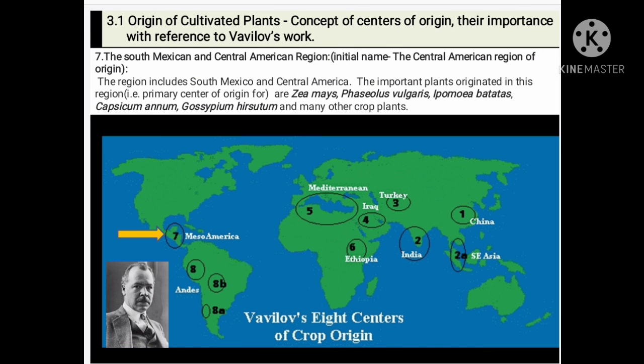After completion of the sixth center, the seventh center is the South Mexican and Central American region. Initially, it is known as the Central American Center of Origin. While you observe the map, the seventh figure indicates the seventh center of origin. Mesoamerica is the name of that center. The important plants originating in this region are Zea mays, Phaseolus vulgaris, Ipomoea batatas, Capsicum annuum, Gossypium hirsutum, and many other crop plants.